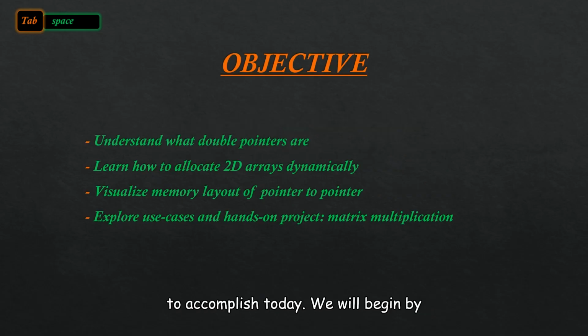This session will be hands on, visual, and packed with a mini project that brings double pointers to life. Here's what we aim to accomplish today. We will begin by defining and understanding what double pointers are, what makes them different from regular pointers. Next, we will learn how to use them to dynamically allocate and manage 2D arrays, which is an important use case. We will also visualize how they behave in memory, because this topic is best understood with diagrams and step-by-step tracing. Finally, we will solidify our learning by implementing a real-world matrix multiplication project using everything we cover in this session.